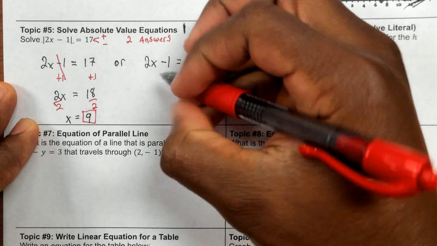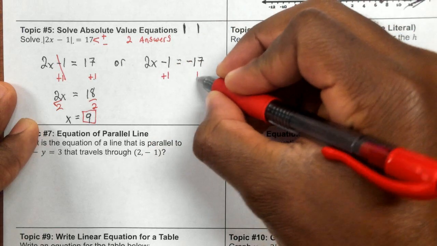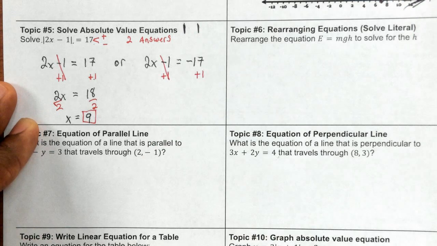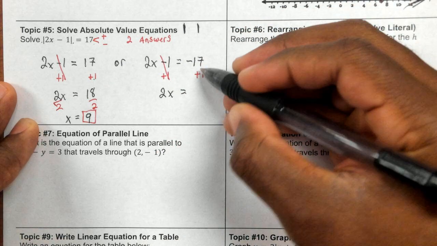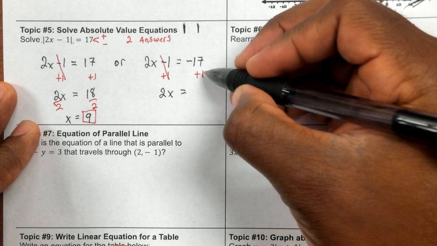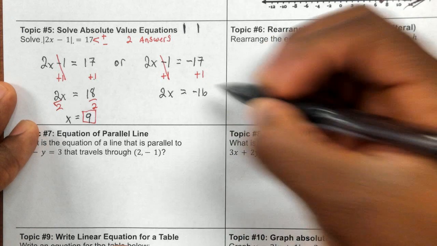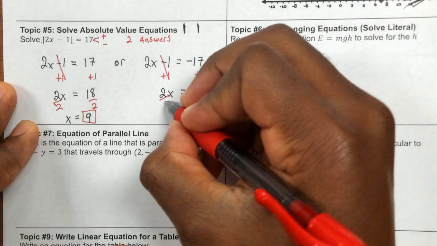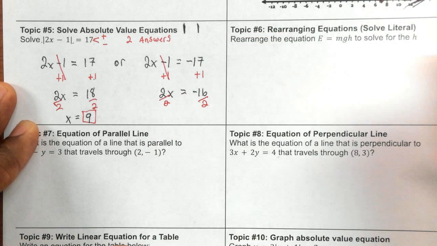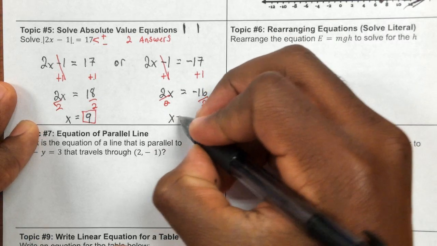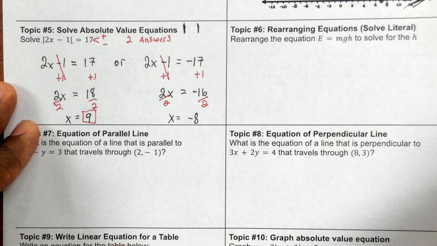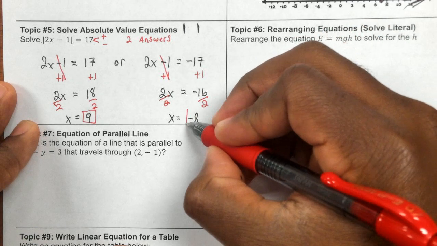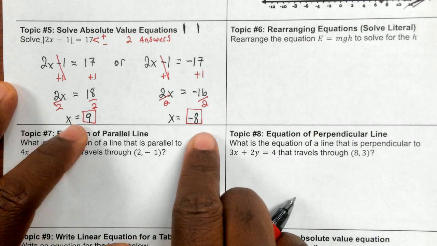To get the next answer, I would do similar things: add 1 to both sides. That gets canceled. Now I have 2x is equal to negative 17 plus 1, which is a smaller negative, negative 16. Now I divide by 2 because I need to break up that multiply. And x is equal to a negative divided by a positive, which is a negative 8, because 16 divided by 2 is 8. And those are my two answers.